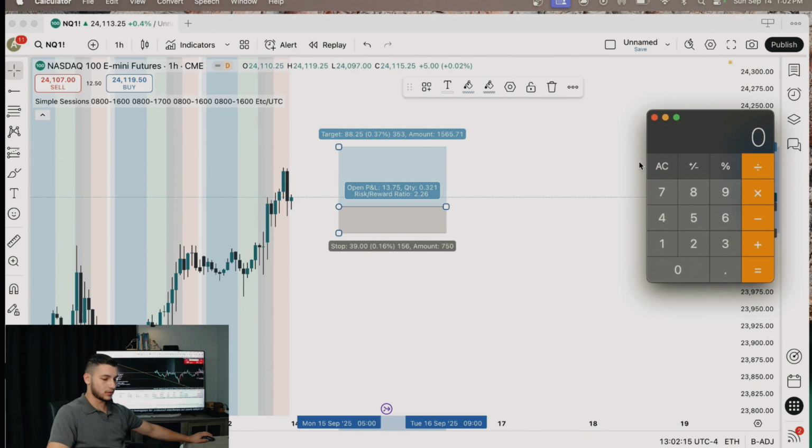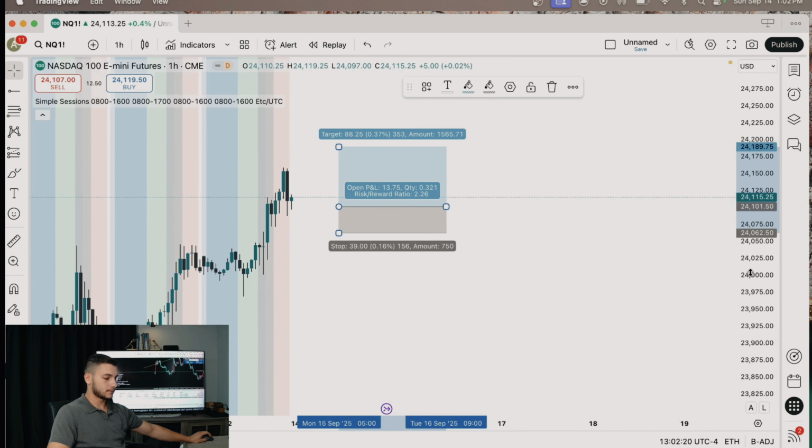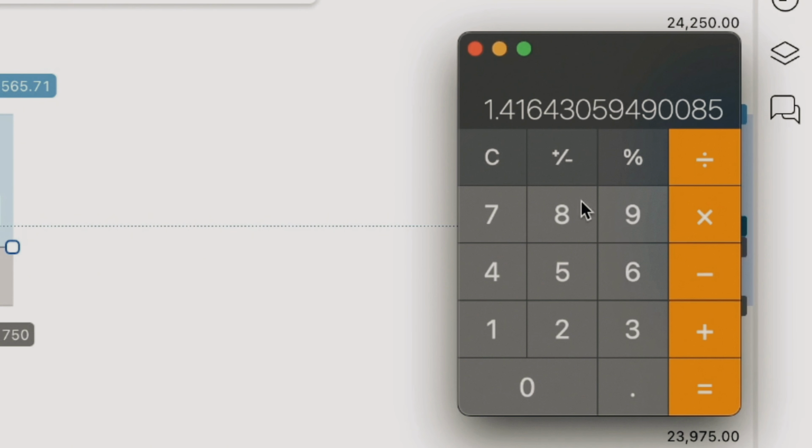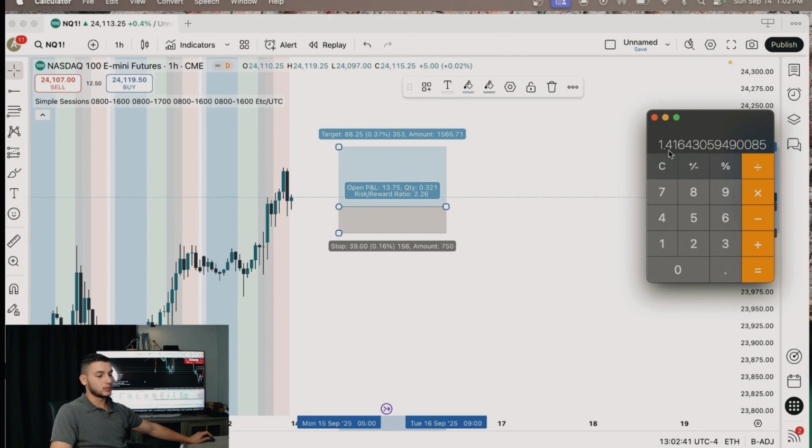So we go to 35.3. 35.3 times 20 is the number 706. Now we want to risk $1,000, and we put $1,000 here, divided by 706. Then we have 1.416, which is the lot size. If we put 1.416 in the MT4 and we press buy, it means that when the price goes in the wrong direction, you're losing $1,000 on the Nasdaq trade.